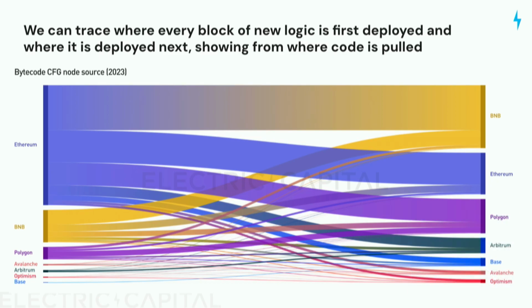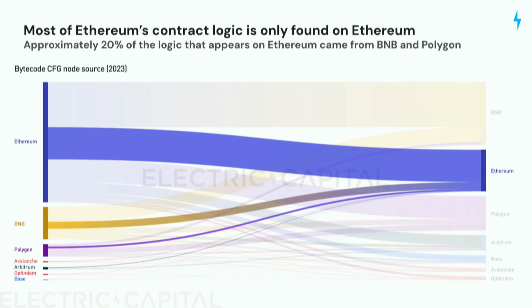And with this line of analysis, we can trace where every block of new logic is first deployed and where it is deployed next. So we end up with some pretty interesting flow graphs that show where code is pulled and where code is being used. The first takeaway that I highlighted earlier is that most of Ethereum's contract logic is only found on Ethereum, comes from Ethereum, and gets reused later on in Ethereum, with a small portion of other chains exporting logic into Ethereum.